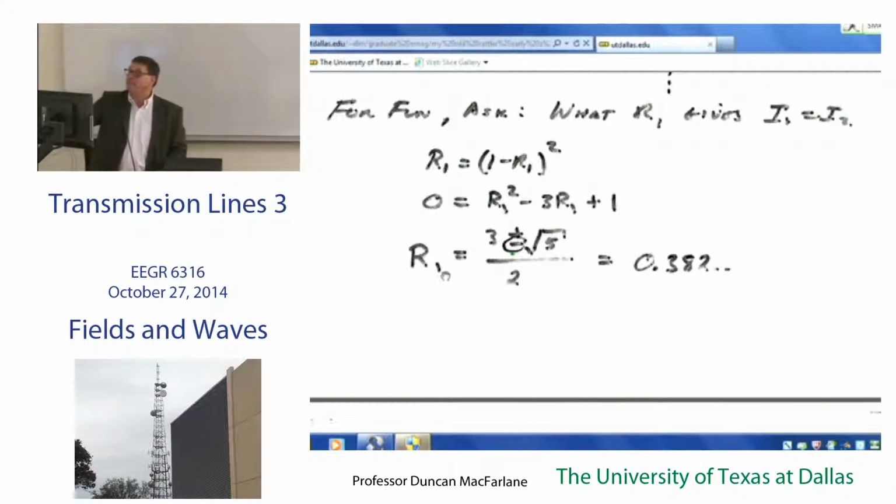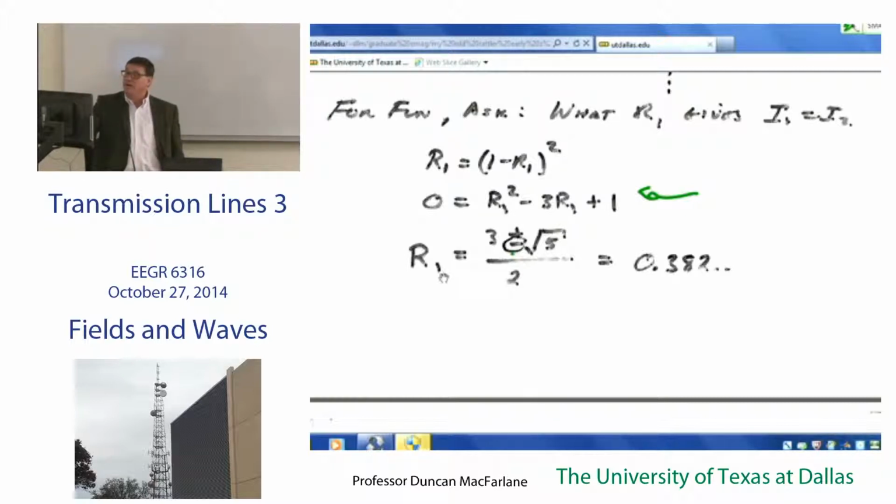All right. Well, if that's the case, then I have R1 equals (1 minus R1) squared. This is a trivial quadratic formula problem. And I'm left with R1 equal to (3 plus or minus the square root of 5) over 2. Some of you might recognize that from golden mean type of applications if you're sort of a high school math nerd.